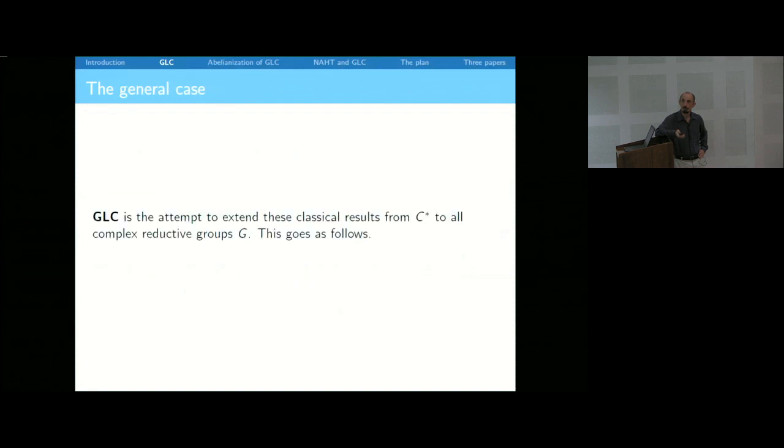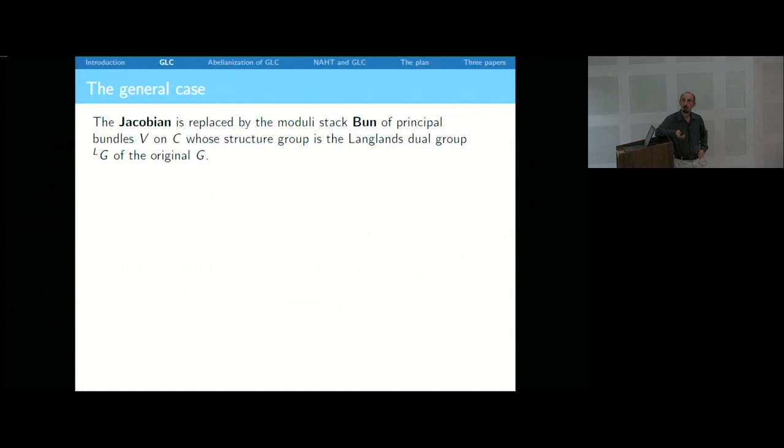So here's how the extension is supposed to go. The Jacobian is replaced by the moduli stack Bun of principal bundles on C, whose structure group is some group. In fact, it's going to be the Langlands dual of the original G. So I'm not explaining what it is.